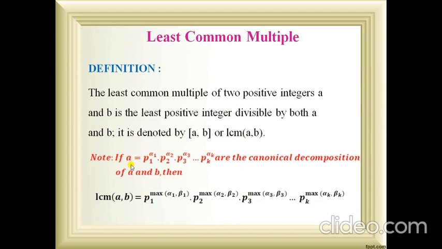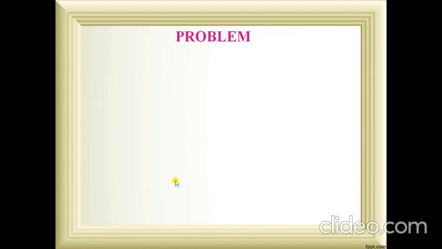Let us have a note. A is equal to p1 power alpha 1, p2 power alpha 2, etc., and B is equal to p1 power beta 1, p2 power beta 2, etc., are the canonical decompositions of A and B. Then, very important note: the LCM of A and B is equal to p1 power maximum of alpha 1 comma beta 1, times p2 power maximum of alpha 2 comma beta 2, etc., up to pk power maximum of alpha k comma beta k. This is a very important note. Based on that only, we are developing the least common multiple problems.